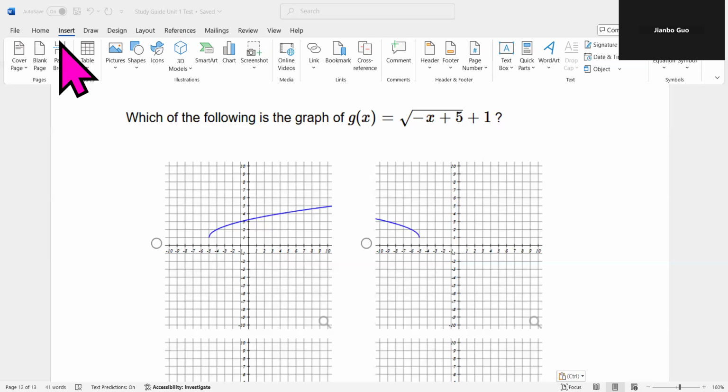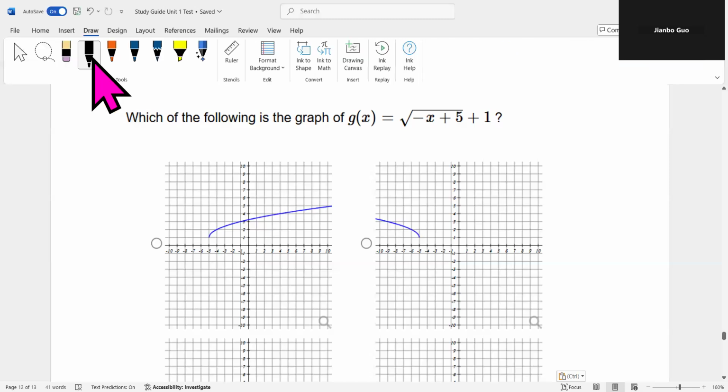Let's analyze the function here. g of x equals, one way to rewrite the function is to factor the coefficient of x out. In this case, the coefficient of x is -1. We factor -1 out, and we have x minus 5 in the parentheses. So from the structure of this function, we can sort out the steps of the transformations.